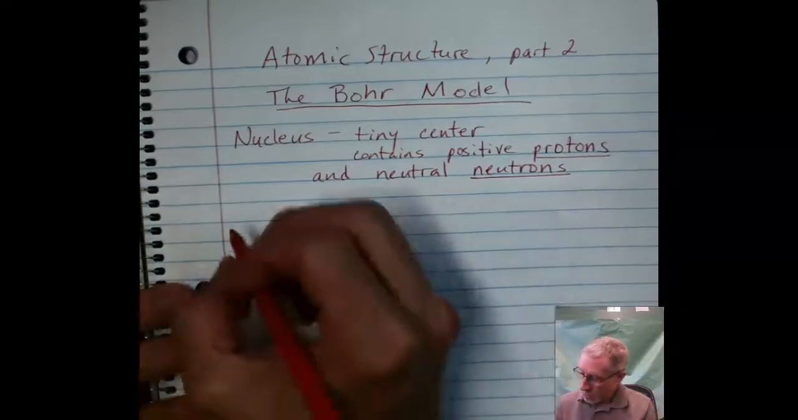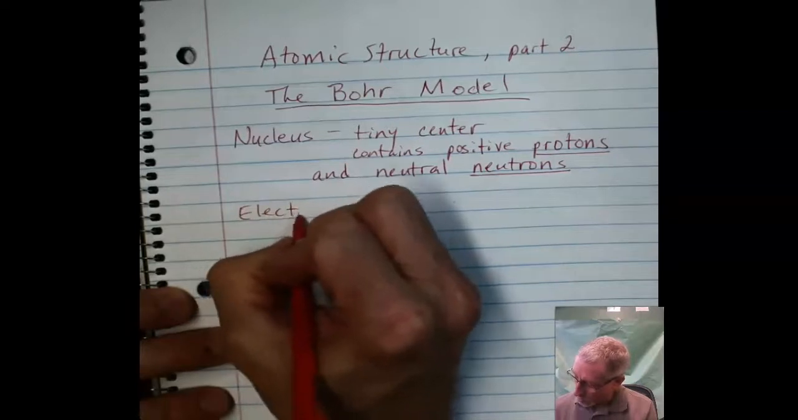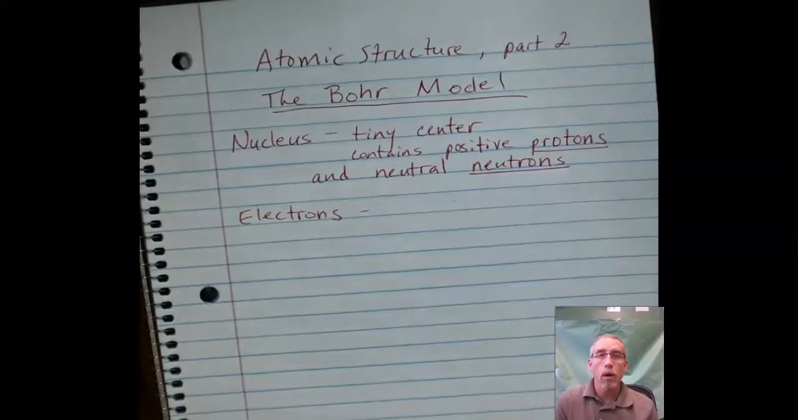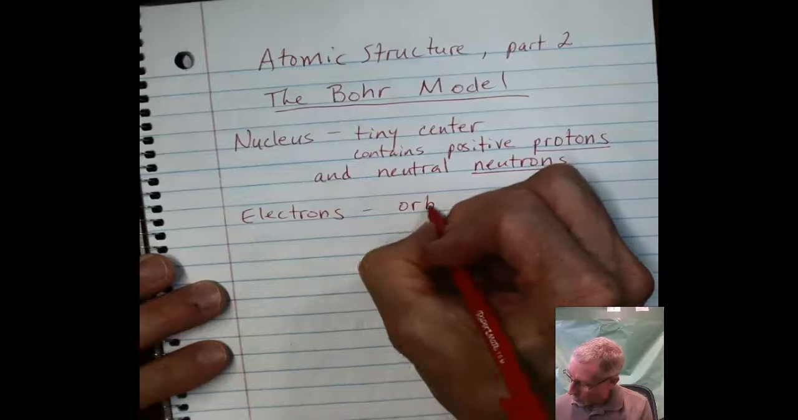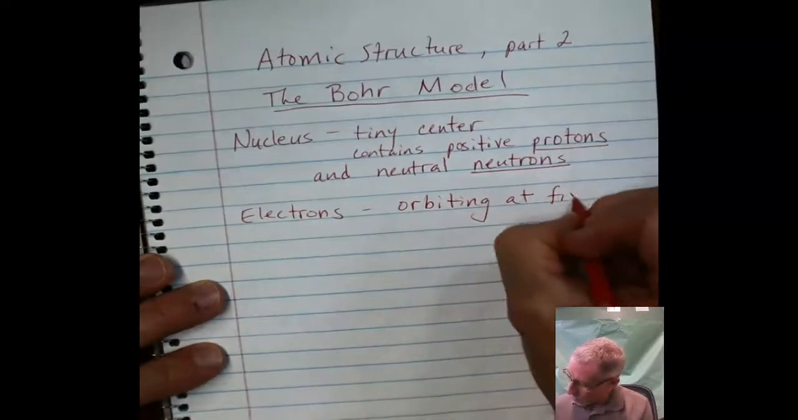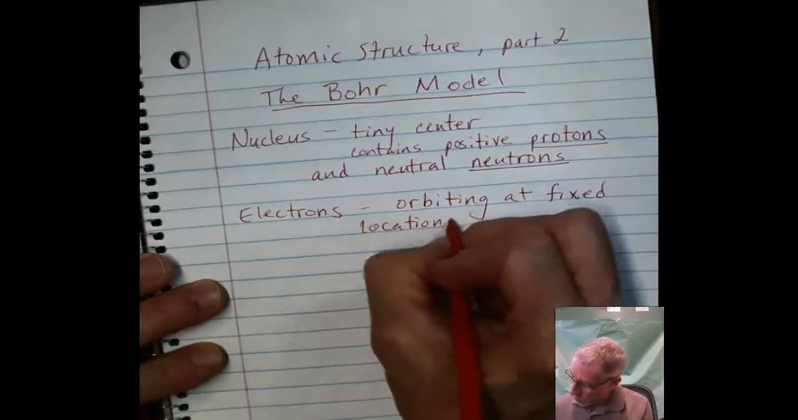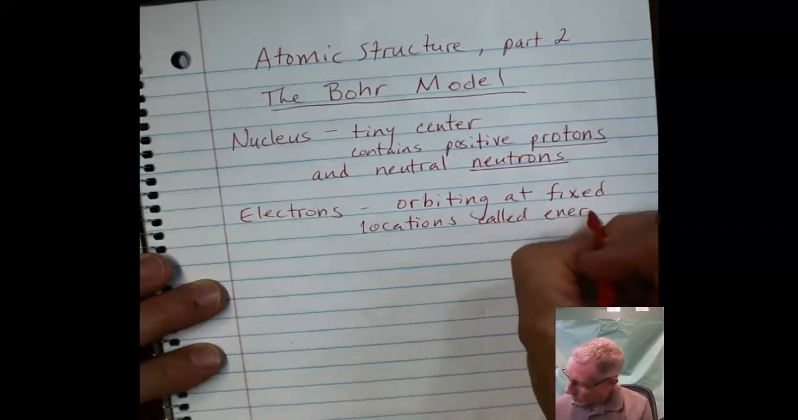Okay? And then the electrons are also the important part. So again, Rutherford knew there were electrons. He just kind of had them going haphazardly around. But these are seen in the Bohr model as orbiting at fixed locations that we call energy levels.